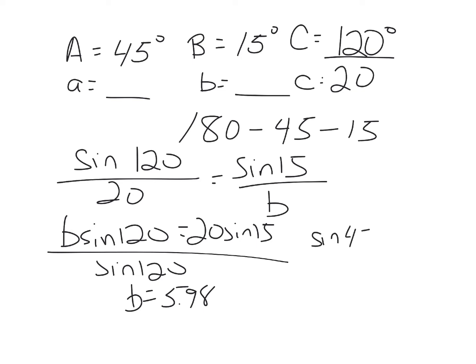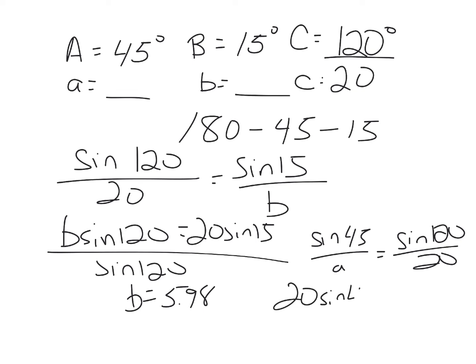And then for the other one, same story, except we're using 45. Sine of 45 over lowercase a is equal to sine of 120 over 20. Cross multiply, get 20 sine 45 equals a sine 120. Divide by sine 120.